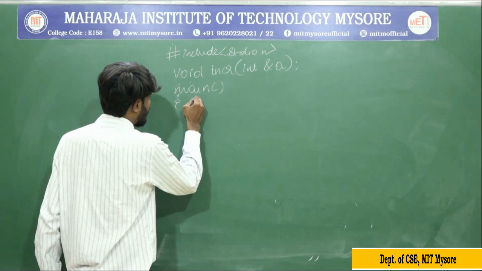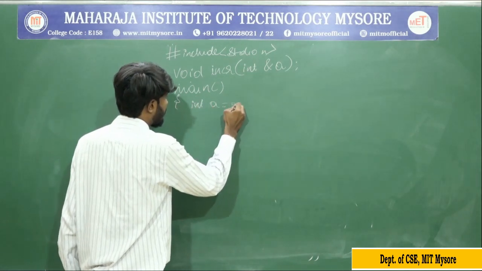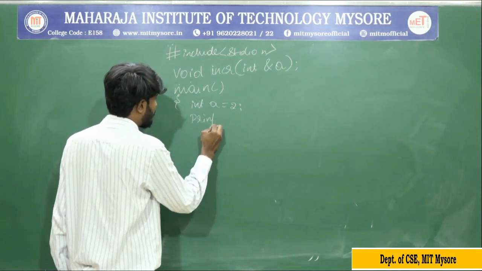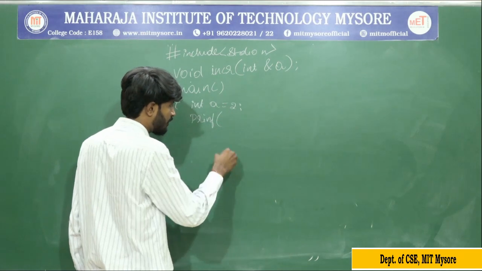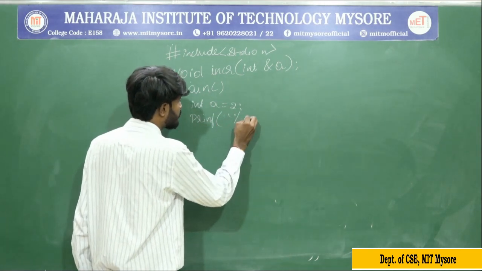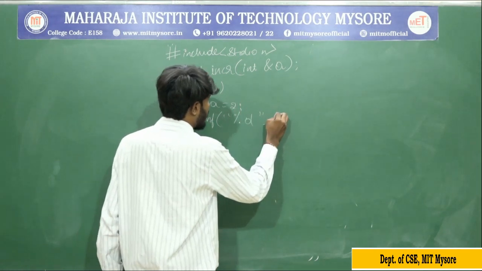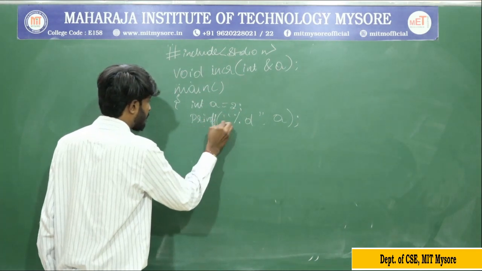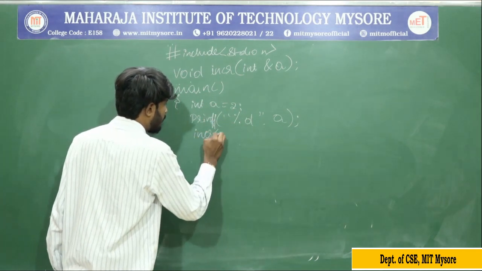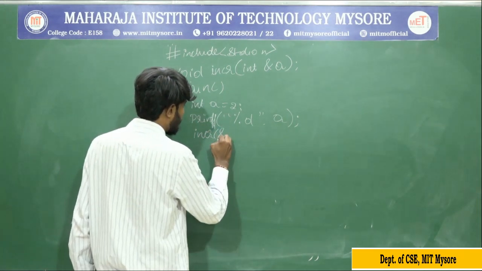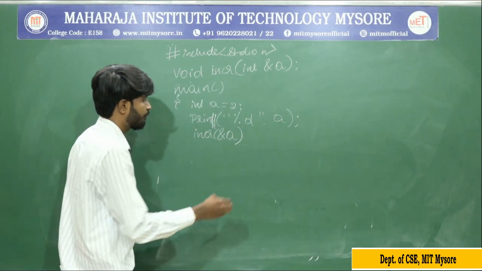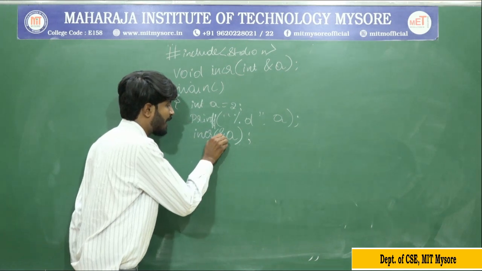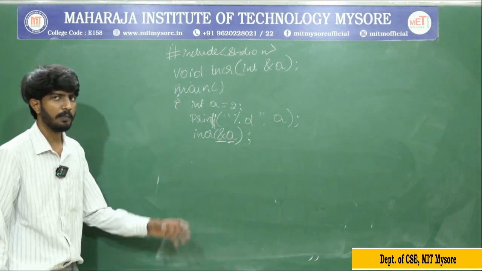So, same, int a equals 2, then a print statement: before executing the function, what is the value of a? After executing, I will call the increment function. With its help, I will pass the address of the a variable. So I will pass the address.